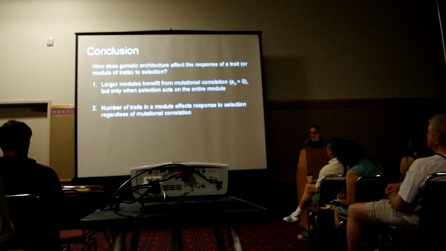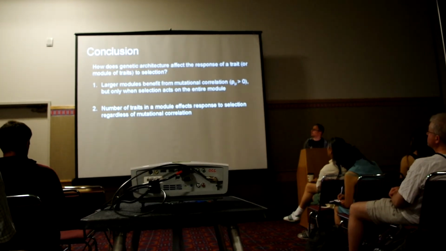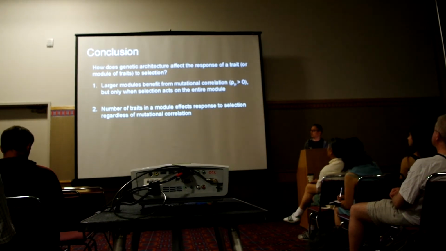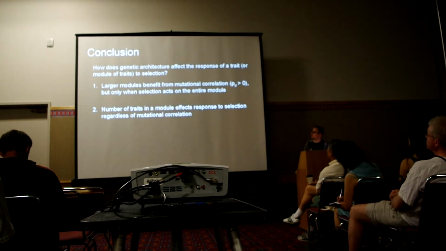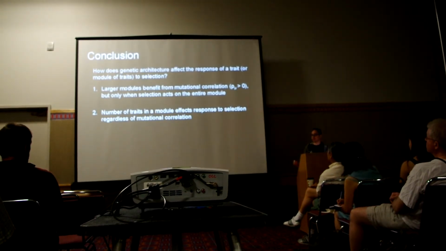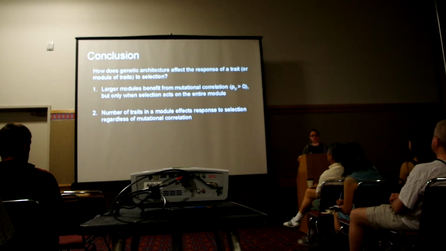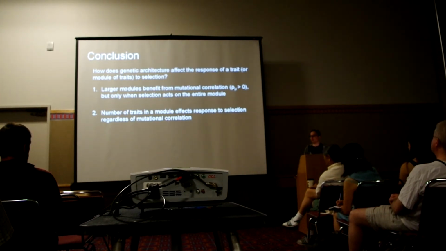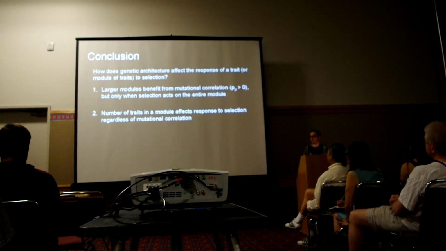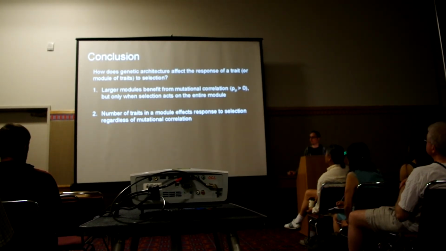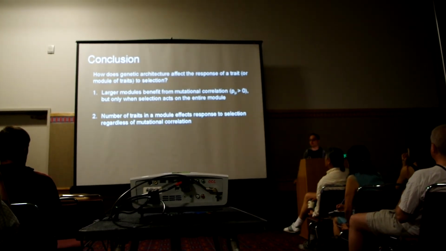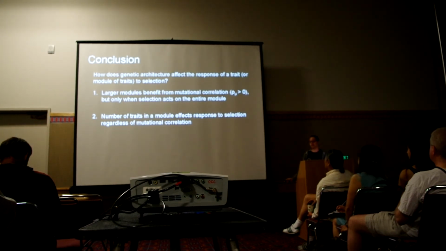So what have we learned? Well, we learned that two things about genetic architecture can affect the response to selection in a population. One is the mutational correlation, where larger modules benefit from mutational correlation, but only when selection is on a whole module, and the opposite when selection is on one trait. And the second thing is that the number of traits in a module will affect how fast the response to selection is. And which one of these is more important or a more effective target of selection for response time to adaptation, we're not really sure yet.